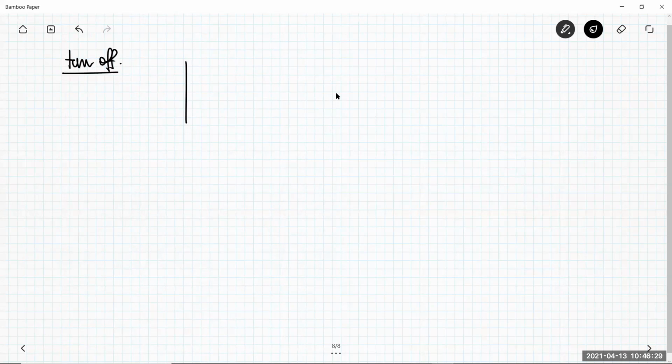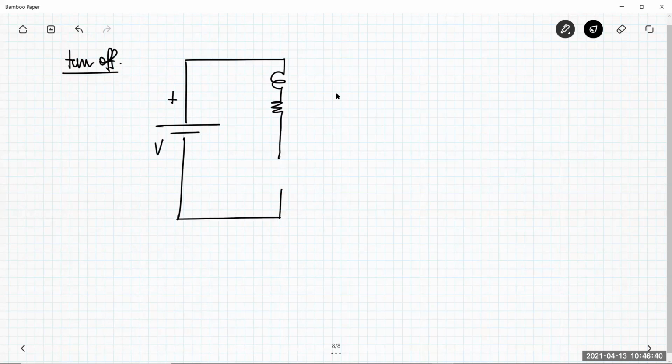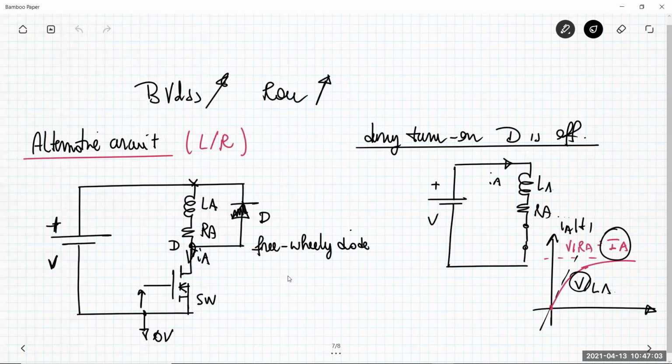Because during turn-off, the switch is commanded to be off. So the switch is basically opening, and I'm interrupting the current IA flowing in the phase. Imagine this switch is suddenly commanded to be off, so the current IA is commanded to go to zero.